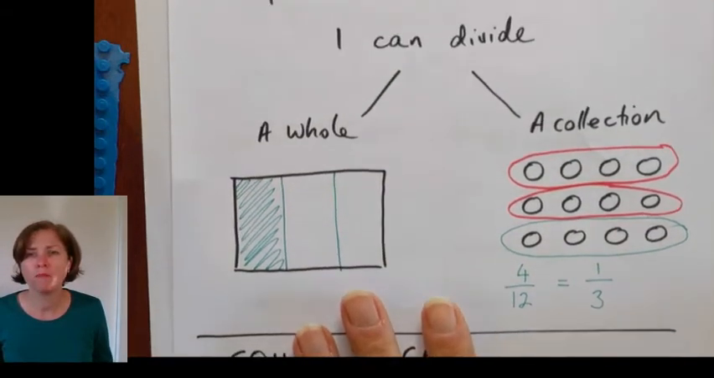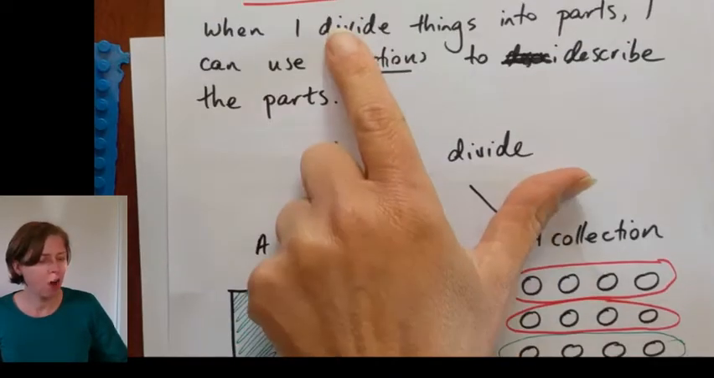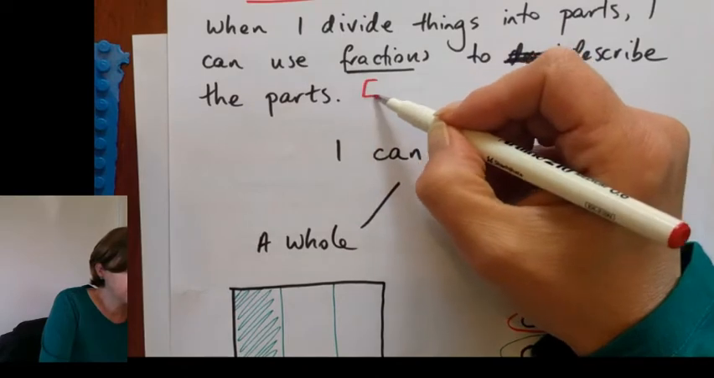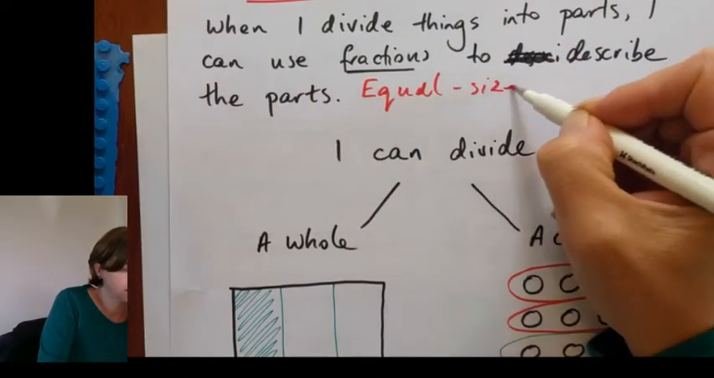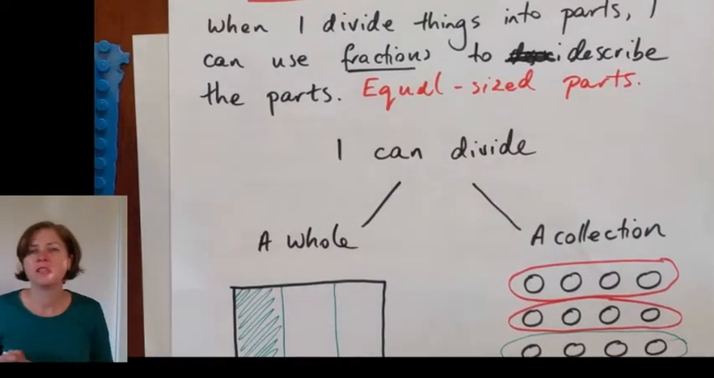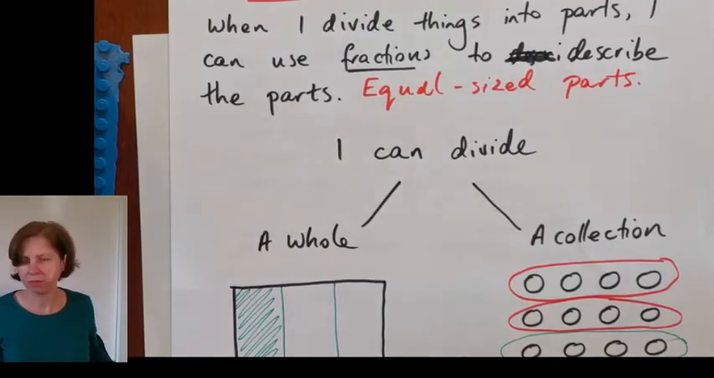And remember, when I'm doing fractions, what I'm doing is I am dividing things into parts. But let's add up here, equal sized parts. All the parts need to be equal sized. Otherwise, it's not a fraction.